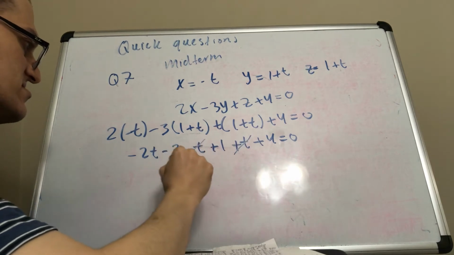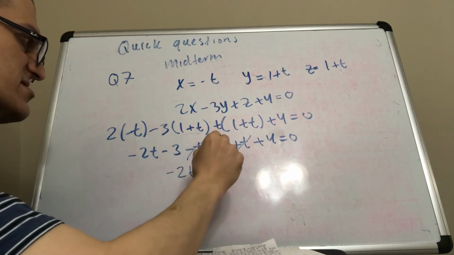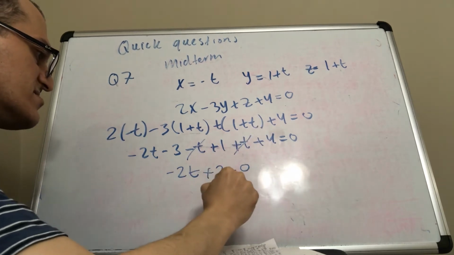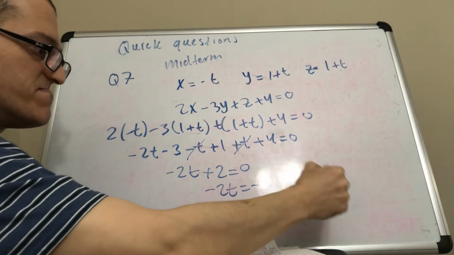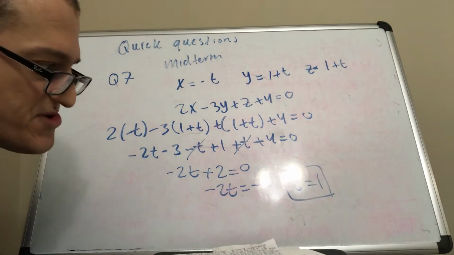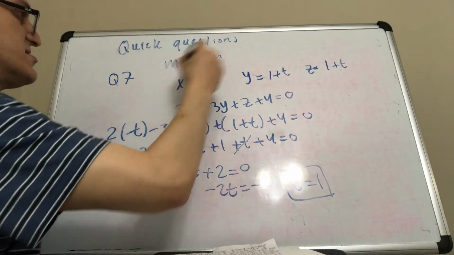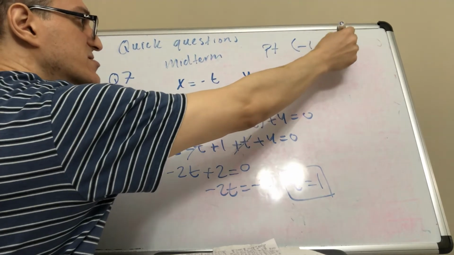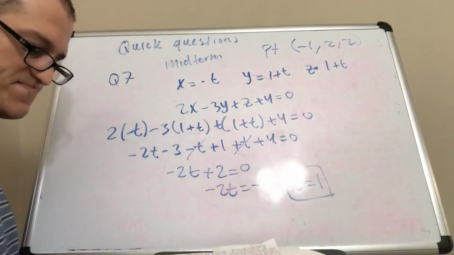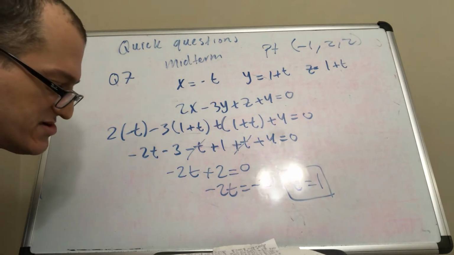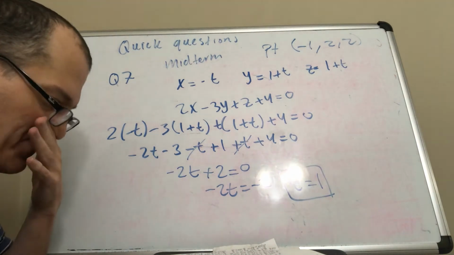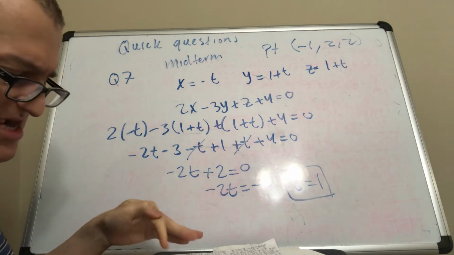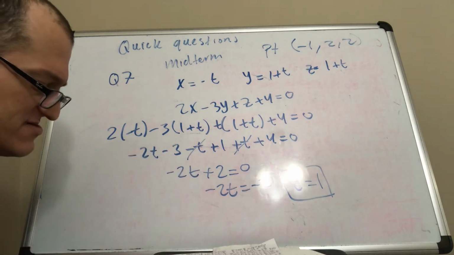Cancel, cancel. Negative 2t. This is negative 2. Negative 2 plus this is 2. You bring this over. t is 1. So put them together, t is 1. So your point of intersection, you put here the 1: negative 1, 2, 2. You plug it here. That would be your point of intersection. I did the math somewhere wrong, so it should be half. So it doesn't matter, but you get the idea.